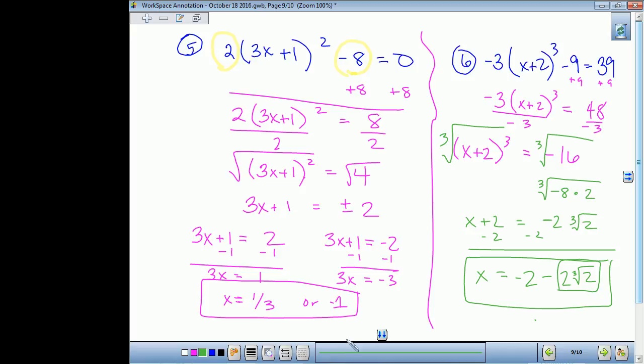Alright, so your homework is a little half sheet. Some are quadratics, review from last year. Some are cubics, new stuff. But you have 6 examples to go back and look at for models on how to solve this.